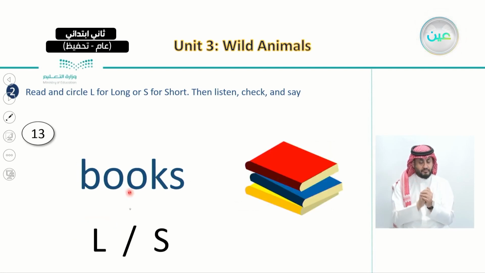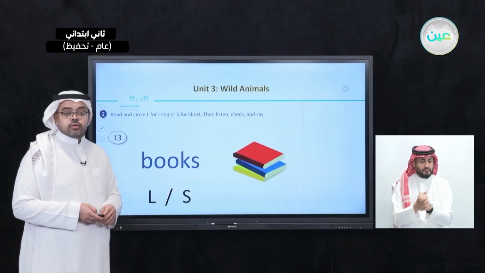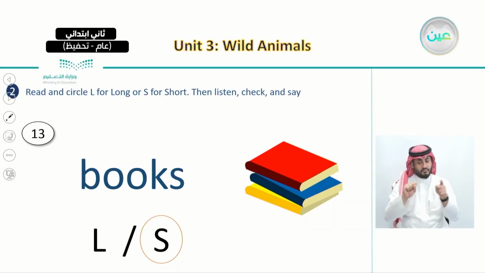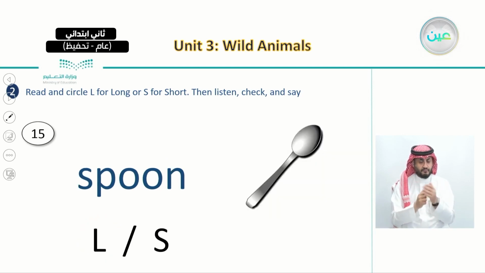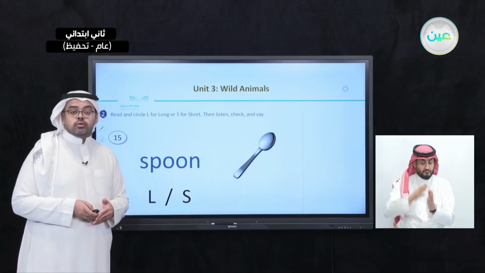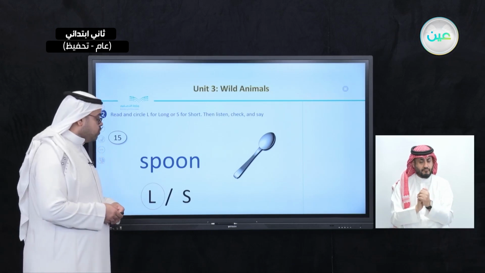And then we have books, books, books. So what do you think? Of course, they are with the short form. And then here we have pool, pool, pool. Pool goes with the long form. And finally, we have spoon, spoon. Spoon, of course, goes with the long form.